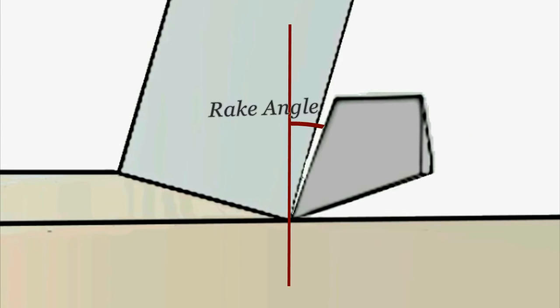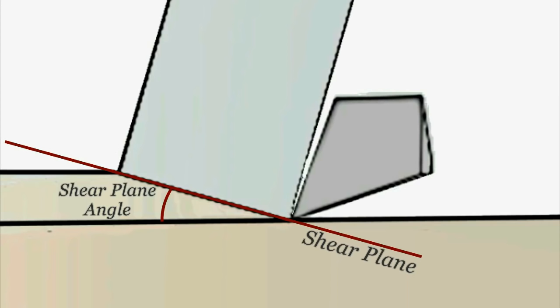This is the plane where metal shears and moves up layer by layer. So this is the shear plane. And this angle is called the shear plane angle, beta.